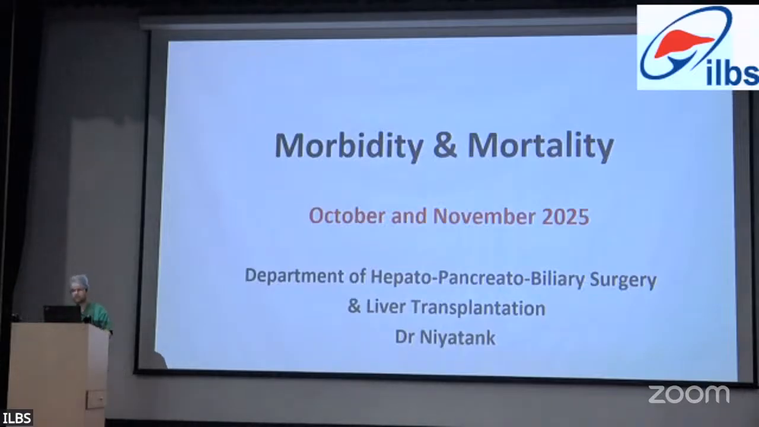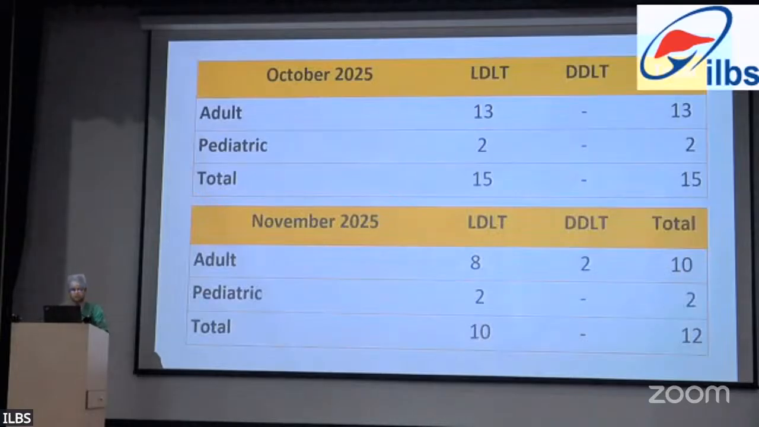Good morning. I will be discussing the mortality and morbidity of October and November from HPB surgery. In October 2025, we did a total of 13 adult living donor transplants and 2 pediatric, and 2 liver transplants were done, a total of 15 liver transplants. In November, we did 8 adult living donor transplants and 2 pediatric, and 2 DDLTs were done. In total, 12 transplants were done in November.